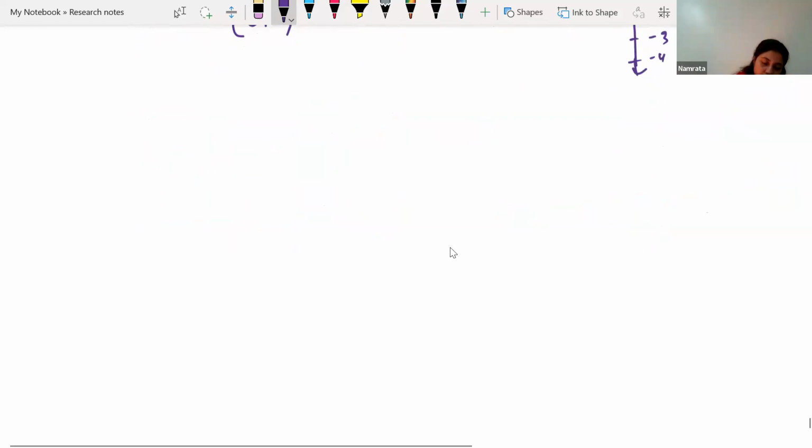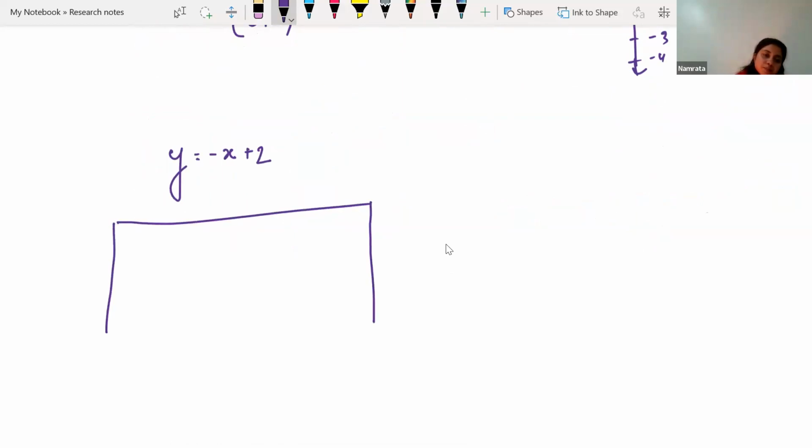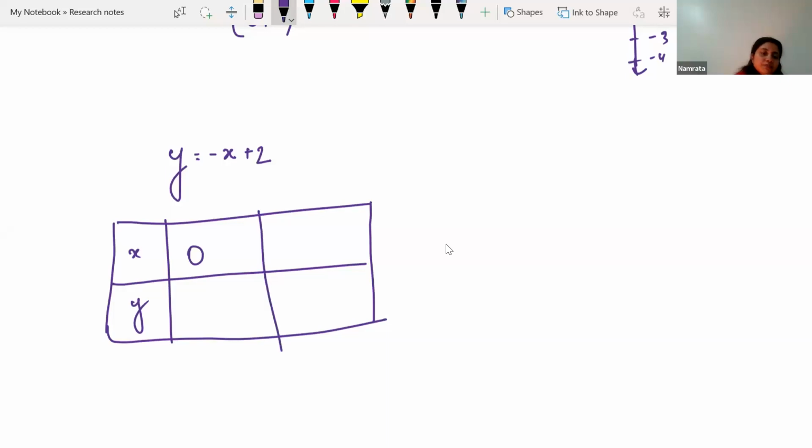Now the next, let's plot the graph of y equals minus x plus 2. The shorter method says to take only 2 points. The 2 points will be: take x as 0 and find the y value, and then take y as 0 and find the x value.